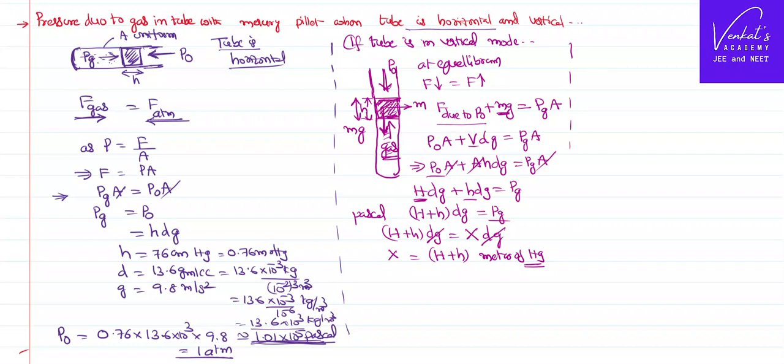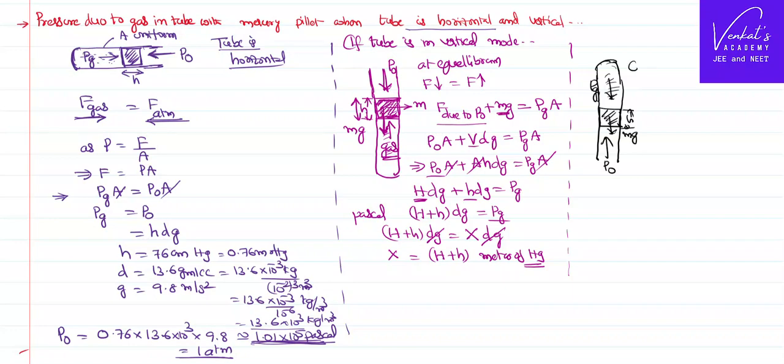This is in vertical mode when the open end is on top. But we have another option: the open end need not be on the top. So I can draw the vertical tube, test tube, and the open end is in the downward direction. Everything is the same. Imagine a mercury pellet of height h. This gas will try to push it down, that is pressure due to the gas. Its weight obviously always acts in the downward direction. Atmospheric pressure applies a force in the upward direction, right?